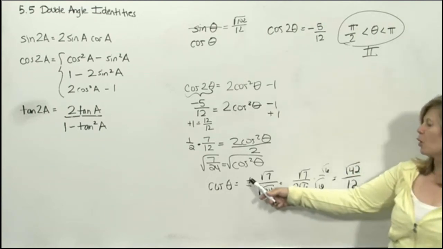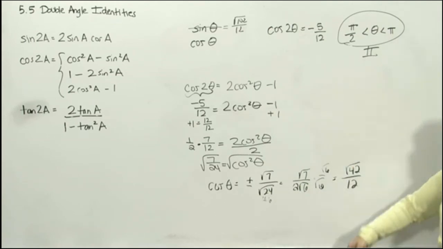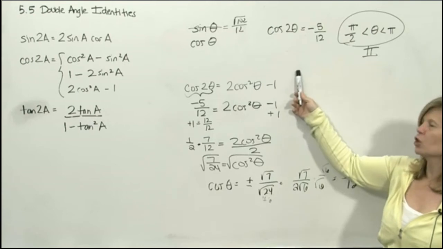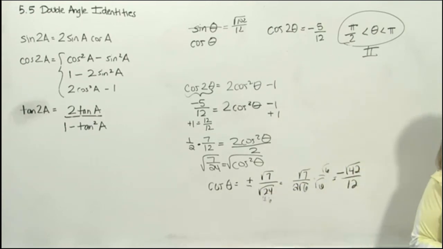The answer can't be both positive or negative. So again, what quadrant are we in? 2. In quadrant 2, all students, sine is positive, which means cosine is negative.